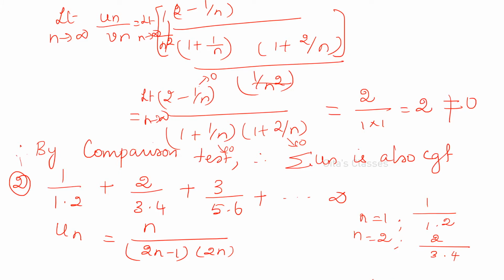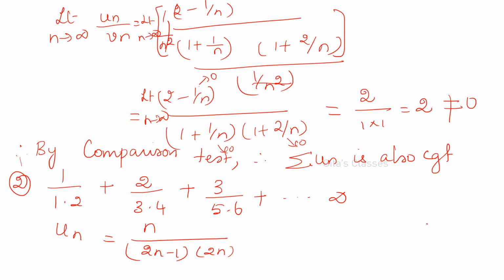At least for 2 or 3 terms you check. When n is equal to 3, we get 3 divided by 3 into 2, 6 minus 1, 5 into 3 into 2, 6. Yes, 3 by 5 into 6. We are getting the terms. After writing un, check whether you have written correctly or not by substituting the values 1, 2, 3, 4. At least for 2 or 3 values you find out.